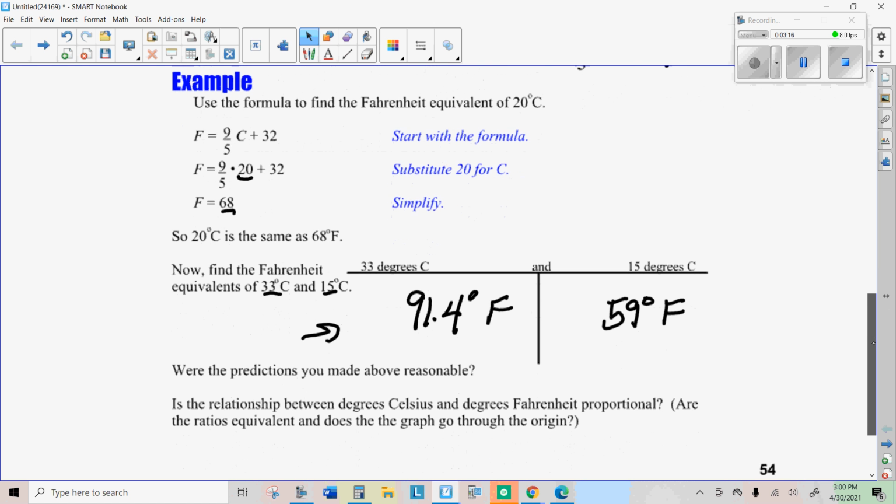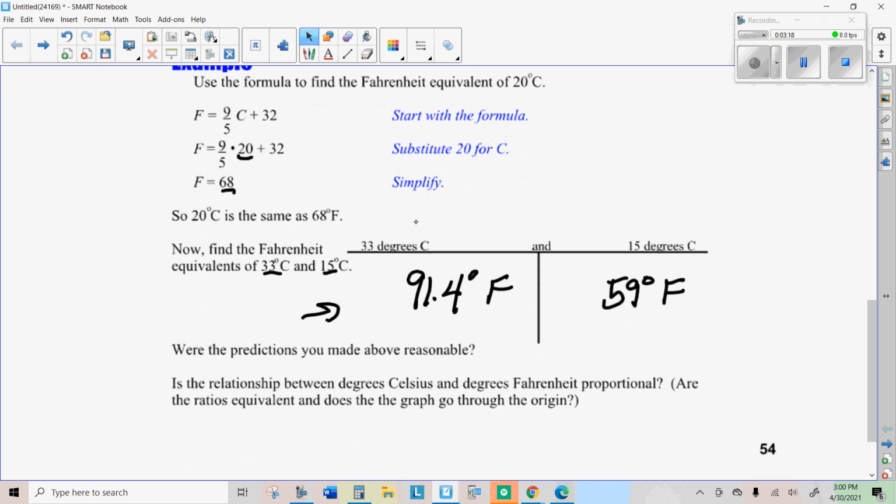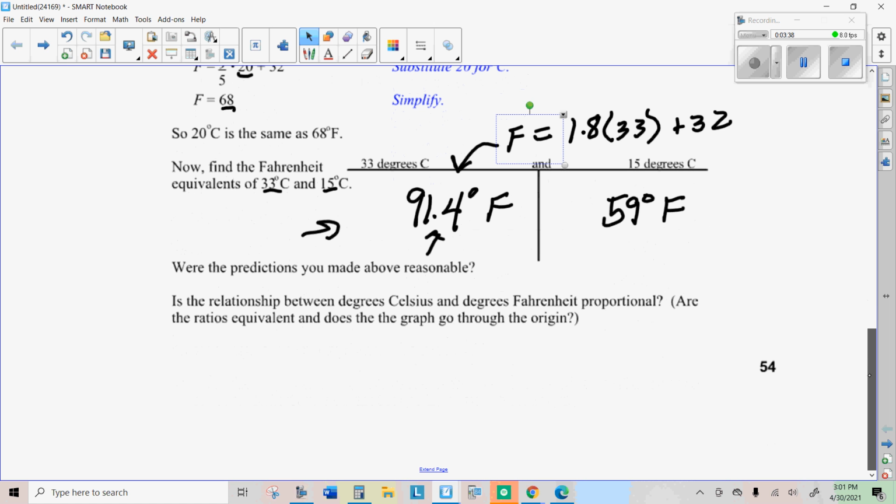All right, here's what I got for those. And here's how I did it, just in case you didn't do it right. To find the degrees Fahrenheit, you take 1.8, multiply it by the degrees Celsius, 33, and then add 32. That's how I came up with this 91.4. All right.